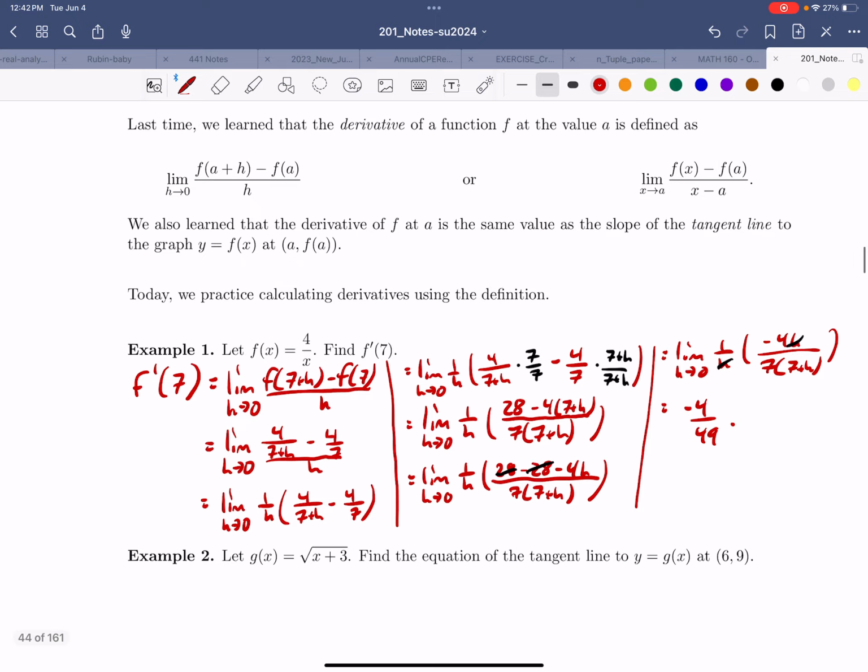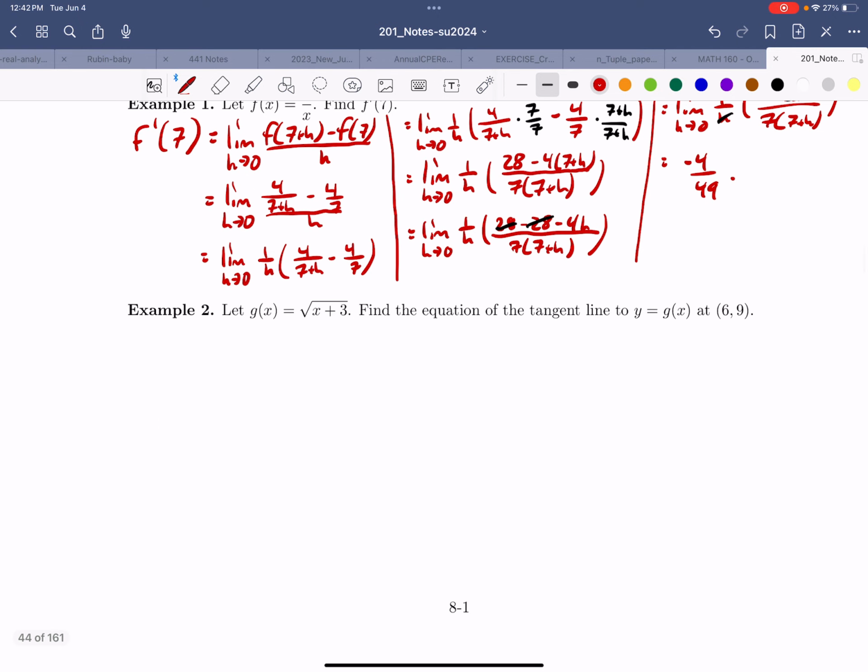Okay. Another example. g of x equals the square root of x plus 3. Now note here that I say find the equation of the tangent line at the point 6, 9. That's a mistake, by the way. It should be 6, 3. So anyway, we do this.